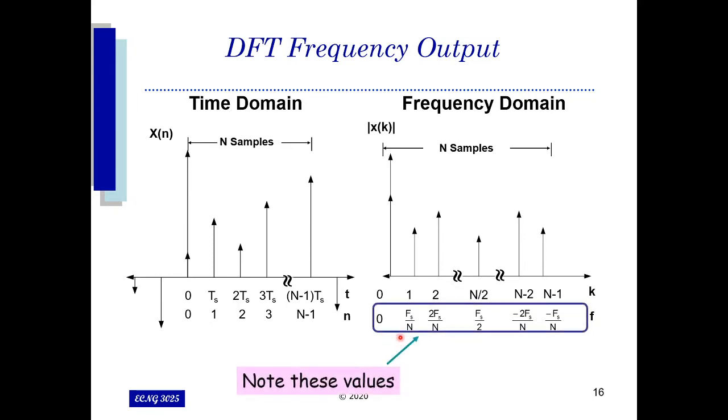Keep in mind these values here, because these actually indicate how we get these sample values here. So remember, there's going to be fs divided by N, 2fs divided by N, and then when we hit the maximum frequency bin, it's going to be fs divided by 2. And you can see the reflection here accordingly. This 2fs divided by N is reflected here by minus 2fs divided by N, and similarly here with fs divided by N.